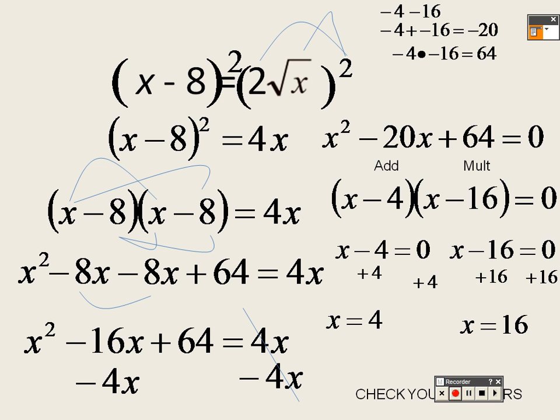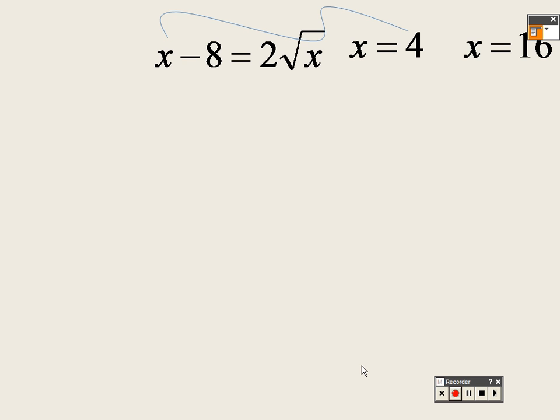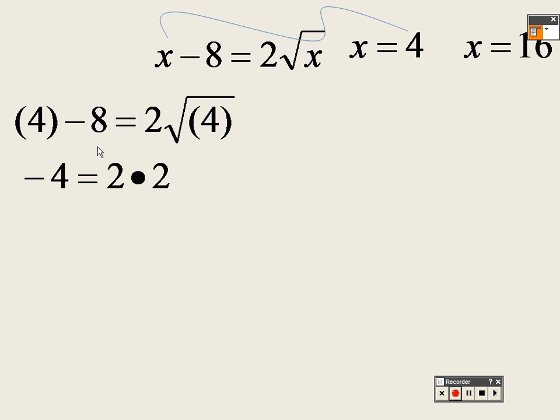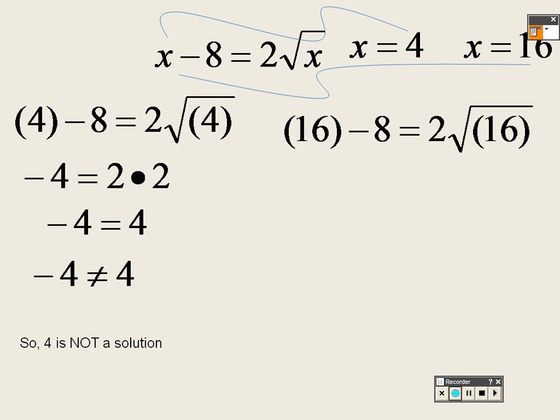So I've got to check them to make sure it works. If I plug in a 4, 4 minus 8 is negative 4. Square root of 4 is 2. 2 times 2 is 4. So negative 4 equals 4. That's not true. However, so 4 doesn't work, so let's try 16.